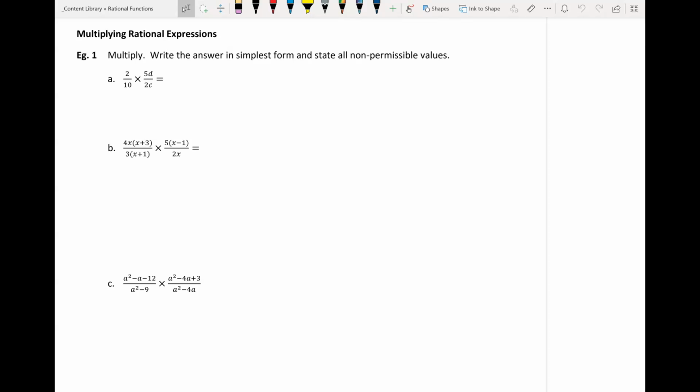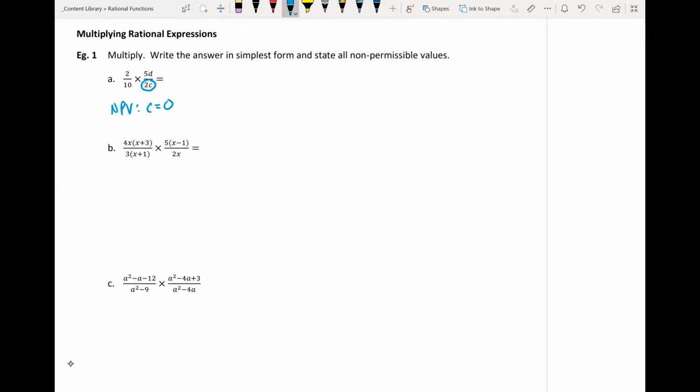For our first one, we have 2 over 10 times 5d over 2c. So we only have one NPV, and that's going to have to do with the c that's in our denominator. And we can't have c equals 0 because we're going to have a problem with the 0 in the denominator, and it'd be undefined. So our NPV is c equals 0. Remember, when you're stating your NPVs, we state them as the variable equals and then whatever that number is, because we're stating what they are, not what they can't be.